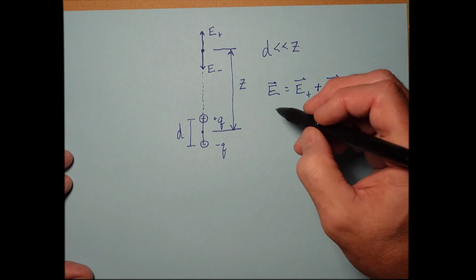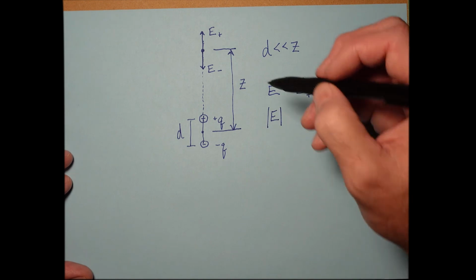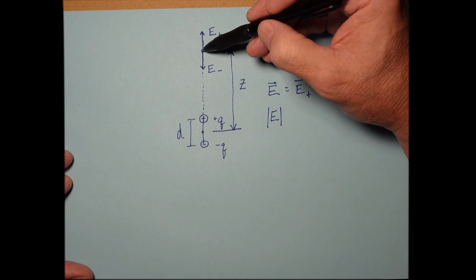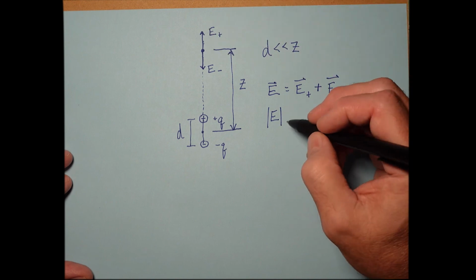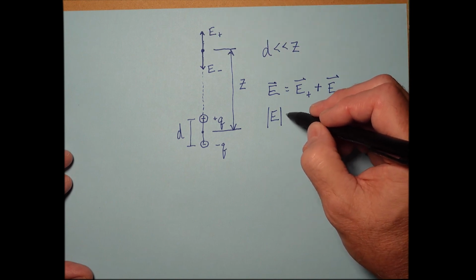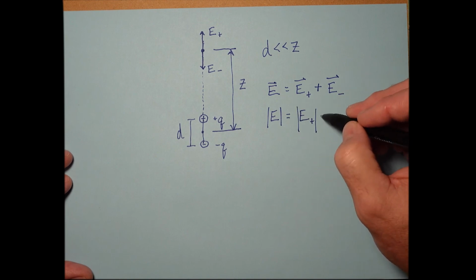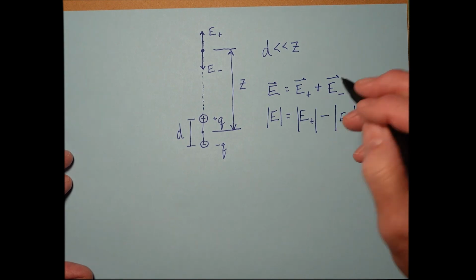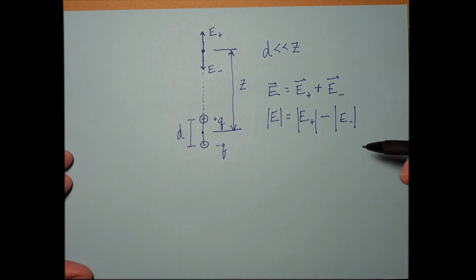However, in this case, if I was only interested in the magnitude of the electric field, because I know the direction: if E plus is larger than E minus, then the direction of the net electric field is going to be upward along this axis, pointing upward like that. But if I'm only interested in the magnitude, then it's going to be the magnitude of E plus minus the magnitude of E minus. Now magnitudes are always positive quantities, so that's why the negative sign is necessary here.